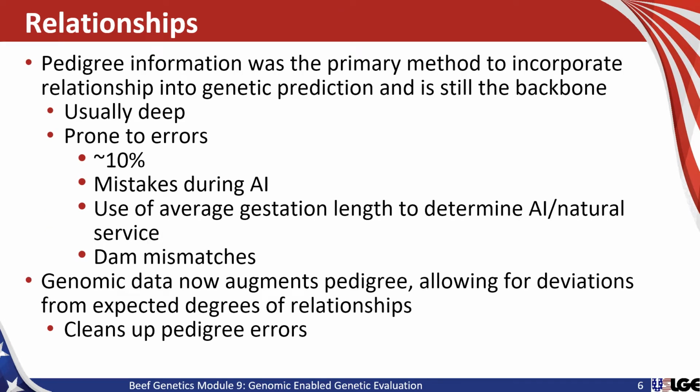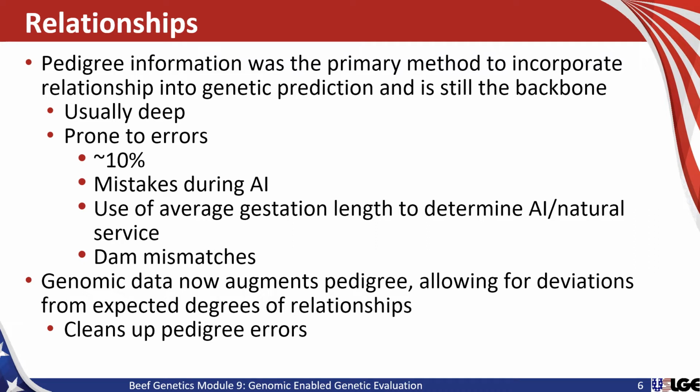First, let's talk about relationships more generally. Pedigree information has been the primary method to incorporate relationships into genetic predictions, and it is still very much the backbone. The benefit of pedigree is it's usually deep, or in other words, it goes back many, many generations. But as we have come to realize, it has been prone to errors, and across different species and breeds, that error rate can be around 10% or greater.